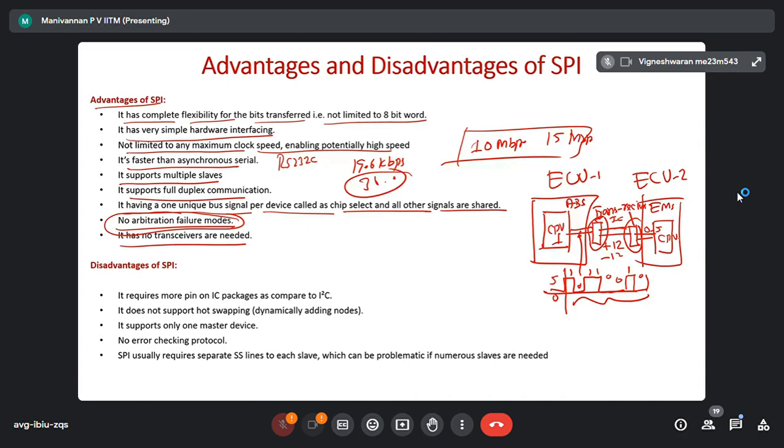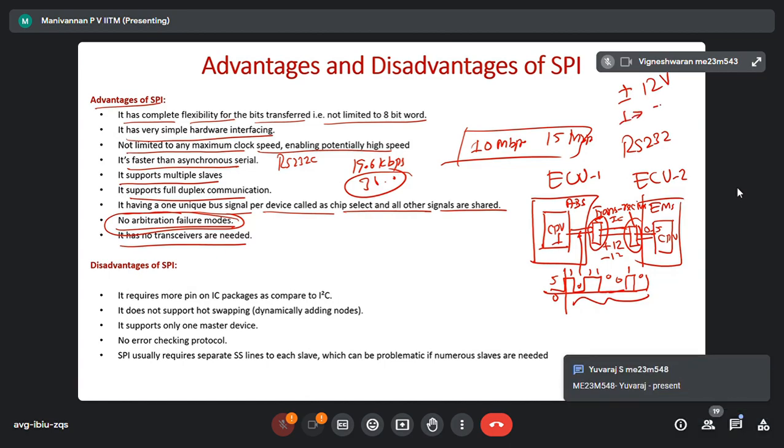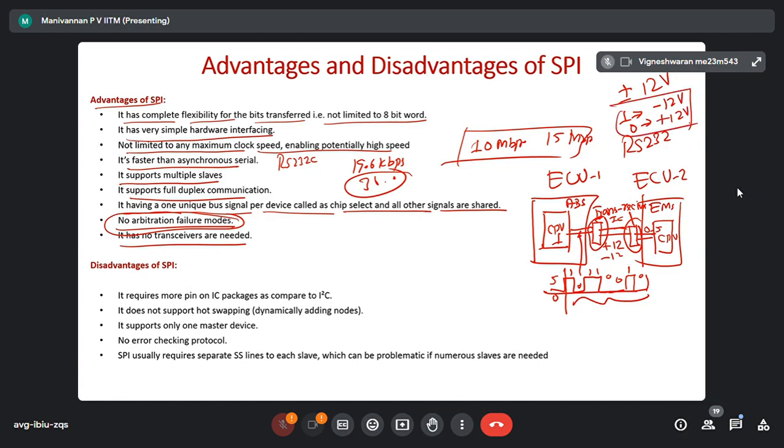Sorry. In case of this one, the transceiver IC is needed in case of RS-232. Why? The data is transmitted at plus or minus 12 volts. Logic high is transmitted as minus 12 volts. Yesterday we saw logic 0 is transmitted as plus 12 volts. But who is going to do that? That is the transceiver IC. Converting this 0 volts, 5 volts will be converted to plus minus 12, plus 12. Who is going to provide the transceiver IC?